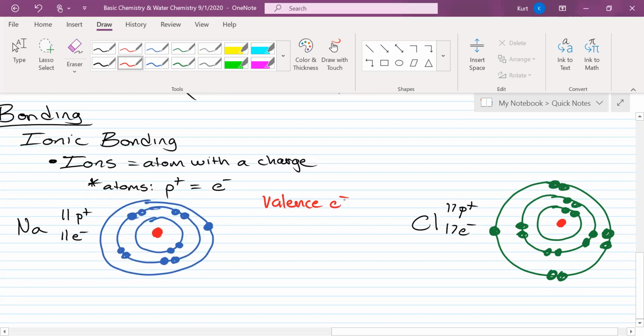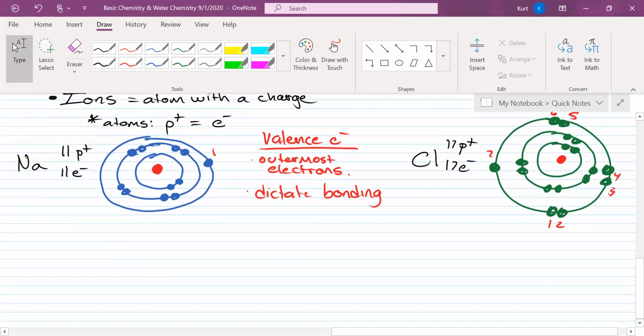Valence electrons are the outermost electrons on an atom, or an ion for that matter. Not only are they the outermost, so in this case, sodium has 1 valence electron, and chlorine has 1, 2, 3, 4, 5, 6, 7. But they also dictate bonding. The valence electrons, even if you're doing covalent bonding, which we'll do momentarily, they are the ones that control bonding.